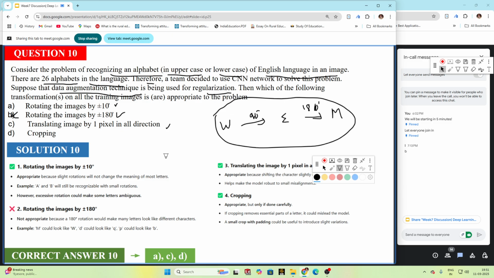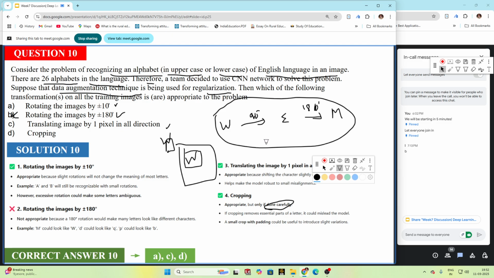Cropping, yes, you are right, in some cases, like when this W is written, you cannot crop like this, because that will not preserve the true label. But if this W is written in this amount of page and you crop to this, then this is acceptable. So cropping in some cases is still appropriate if done carefully. Again, this is the warning sign that if it is done carefully, it is appropriate.